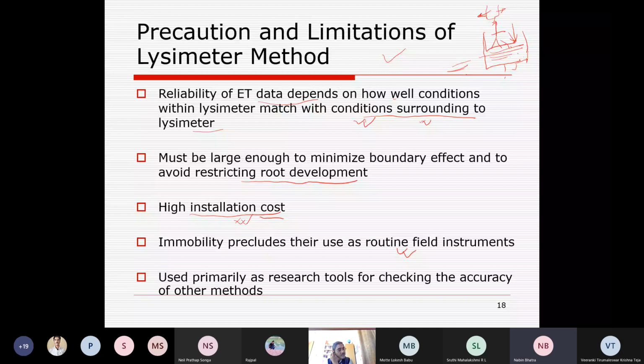Sir, I cannot hear anything that you are saying. Sir, your voice is breaking.